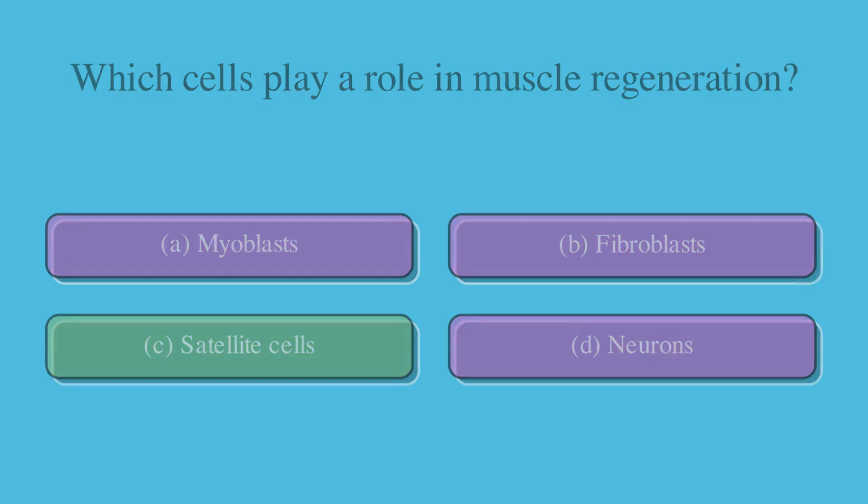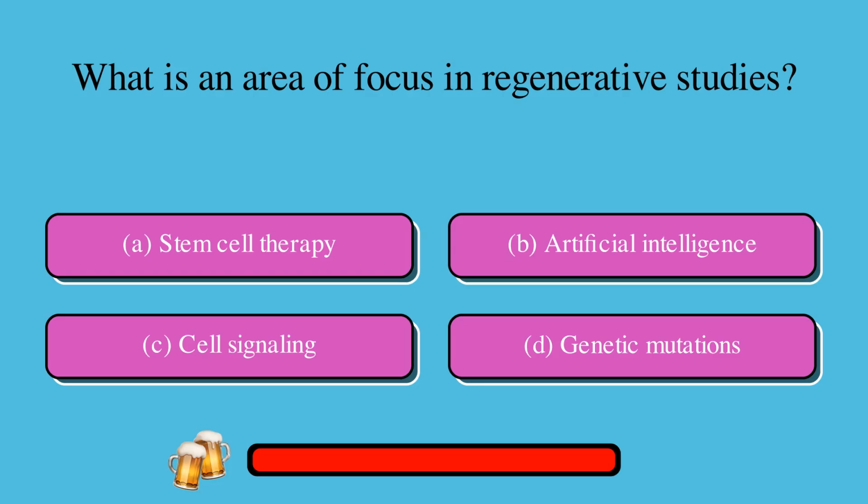What is an area of focus in regenerative studies? A. Stem cell therapy, or B. Artificial intelligence, or C. Cell signaling, or D. Genetic mutations? The correct answer is C. Cell signaling.